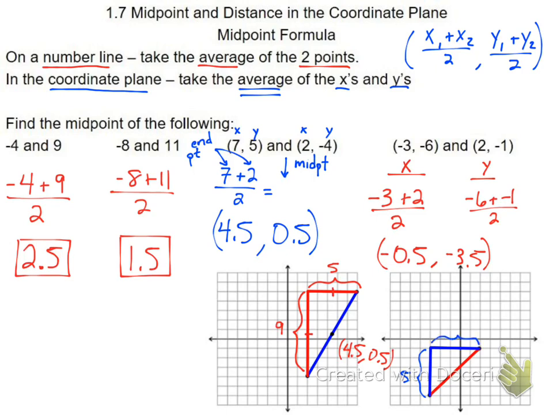So this distance again is also 5. So I can cut them both in half at 2.5. So I find that my midpoint should be right about there, which again is that same ordered pair: negative 0.5, negative 3.5 for my x's and my y's.